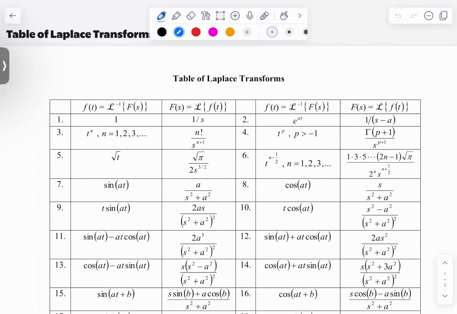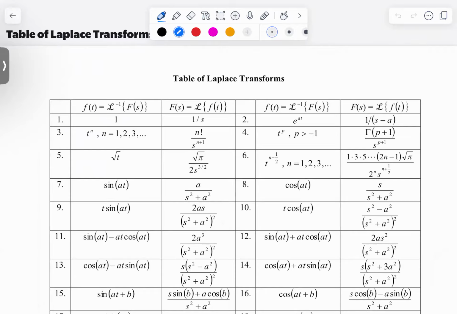So we're starting up here. The 1 transforms to 1 over s. This is the function f of t, and we're going to the transform. So we're going right at the moment. We will go left when you start in the function of s, and this is the inverse Laplace transform. So we go left.